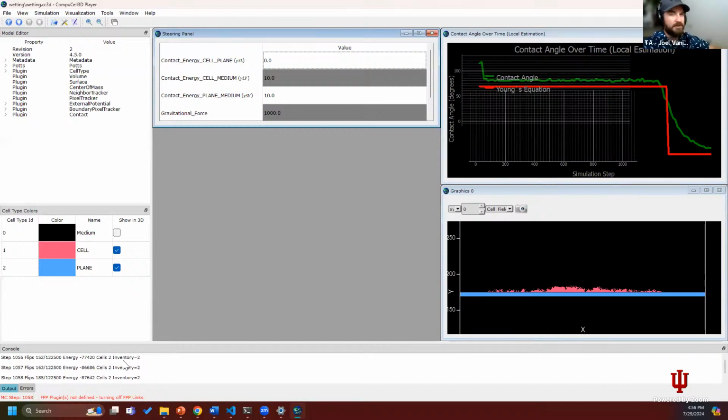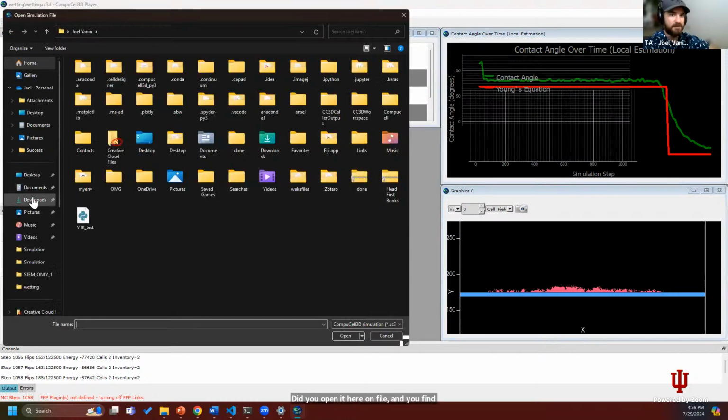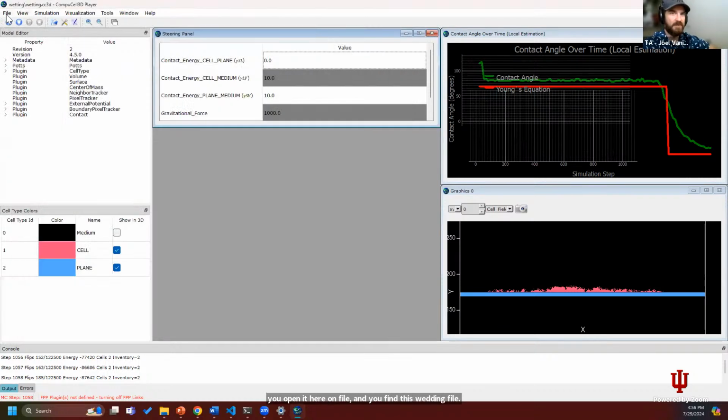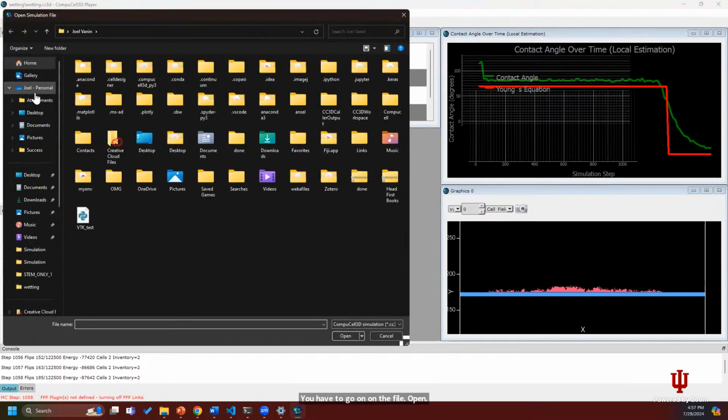Okay. So did you open it here in File and find this wetting file? You have to go to File, Open. I opened it in the player and then I said play and 2 separate windows appeared which are freely movable. On Apple, it appears as separate windows, right? It doesn't stay in the same main window. Okay. So this doesn't disturb the code or the program. Yeah, it doesn't show the code.